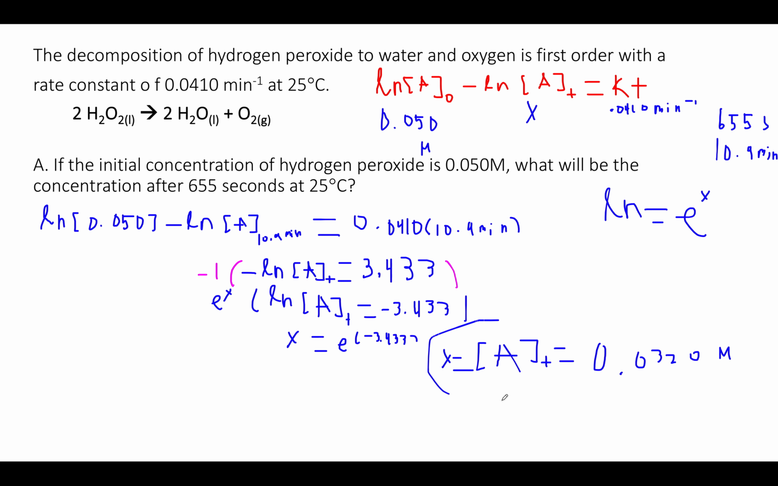And that's the final answer, the concentration at that time specified. Now, if you notice, it makes sense because the concentration decreased from the initial concentration. It would make sense for the final concentration to be less. So the math does get a little bit confusing here if you're not good with your algebra, so just be careful in these algebraic steps.